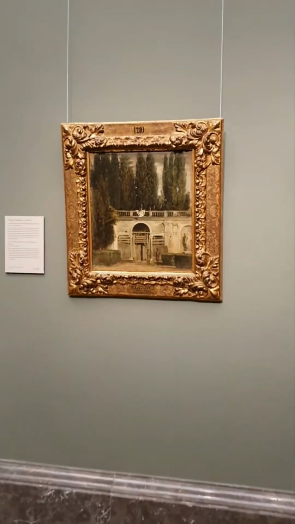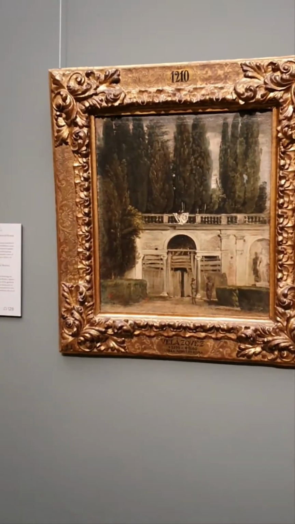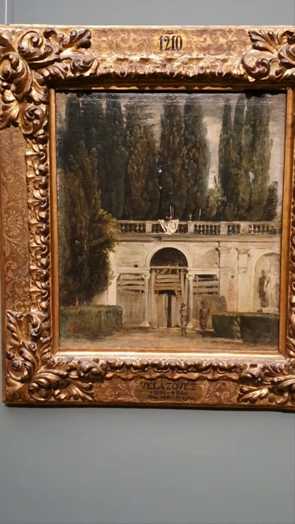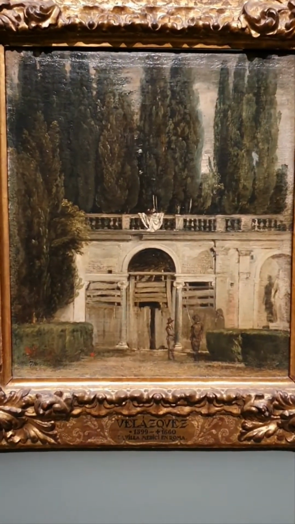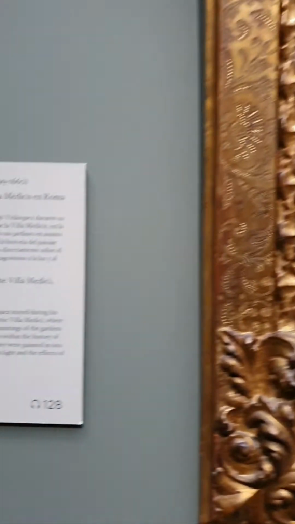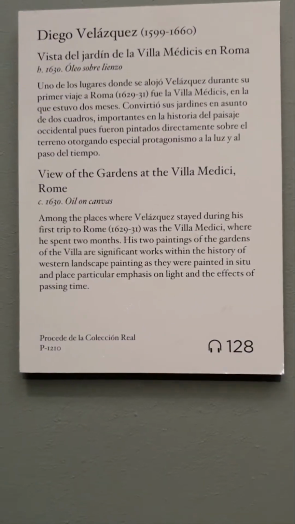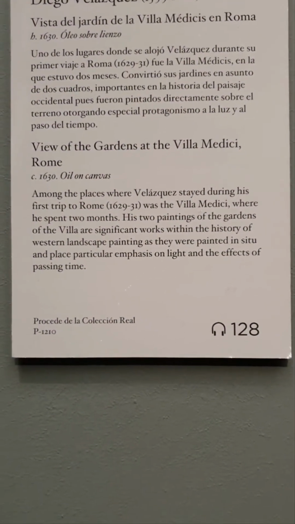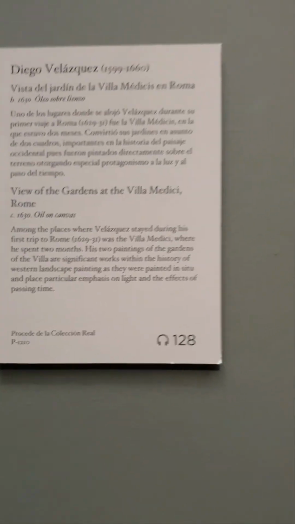Now today we'll be looking at a very special painting here at the Prado. What we're standing in front of right now might actually be one of the very first examples of plein air painting in the history of Western art. This is a landscape painted by Diego Velázquez around 1630 called A View of the Gardens at Villa Medici. And today we're going to see what makes this painting so special, so unique.